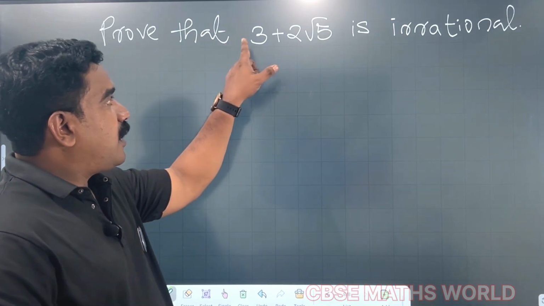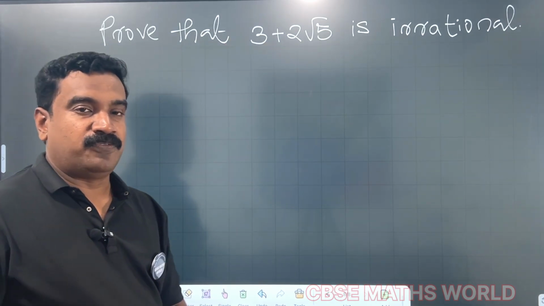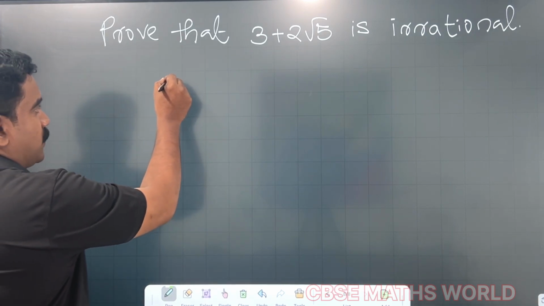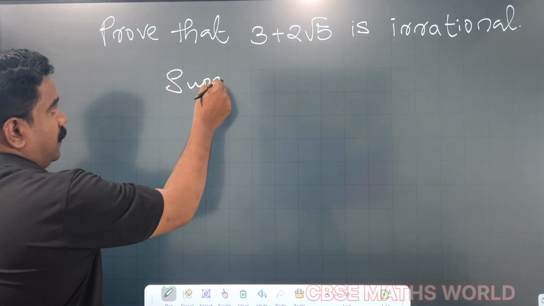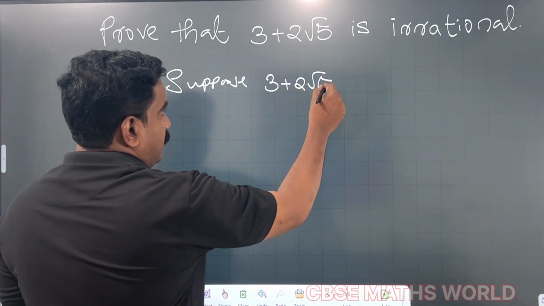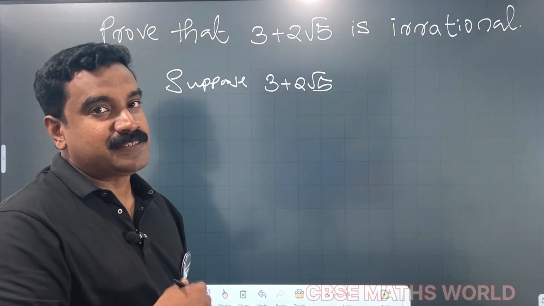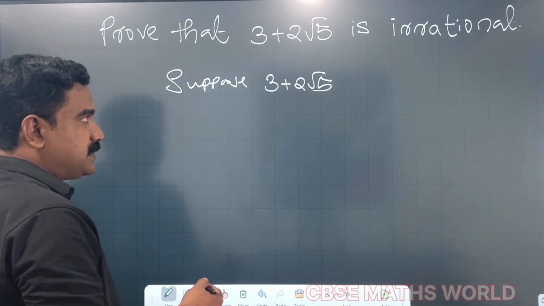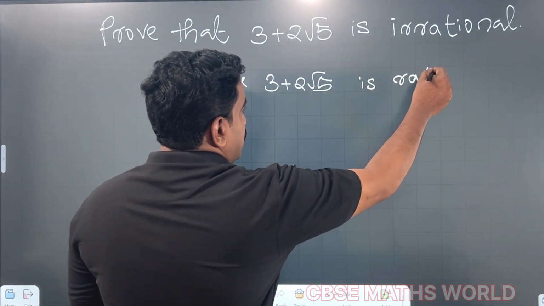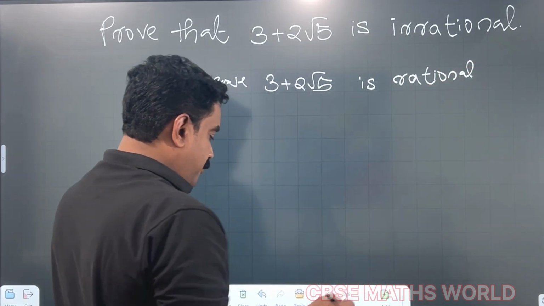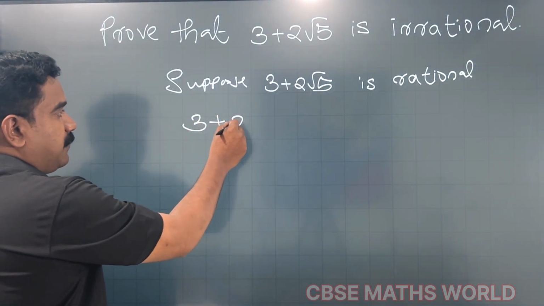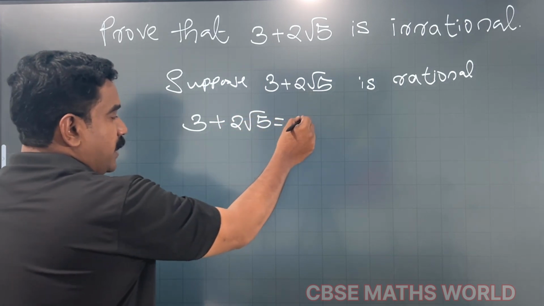So the question is, how can we prove that 3 plus 2 root 5 is an irrational number? The method is so simple. Let us first suppose that 3 plus 2 root 5 is rational. What we actually need to prove is that it's irrational, so we assume that it is a rational number. Any rational number we can write in the form p by q. So 3 plus 2 root 5 is equal to a by b.